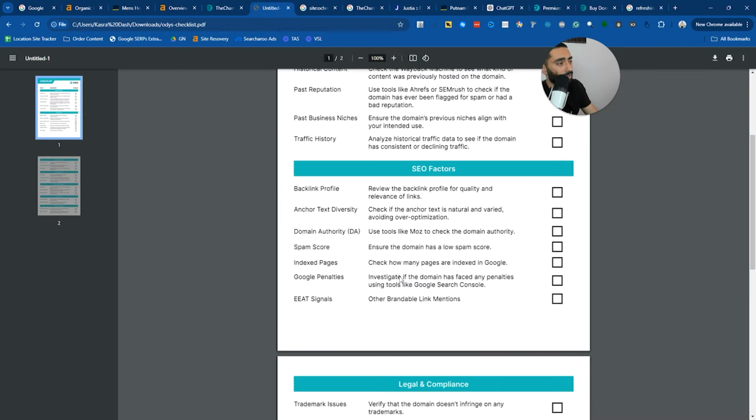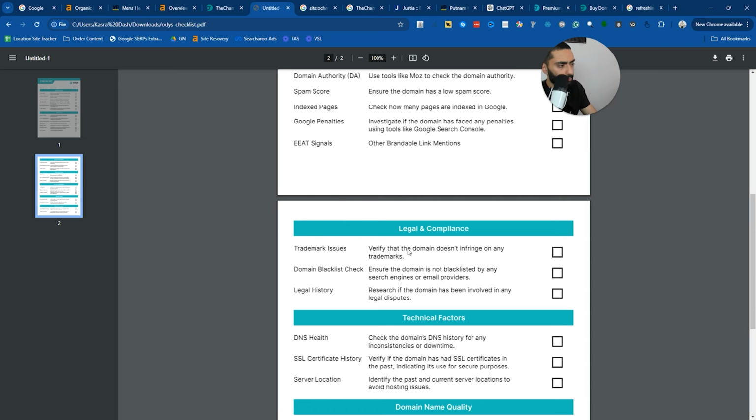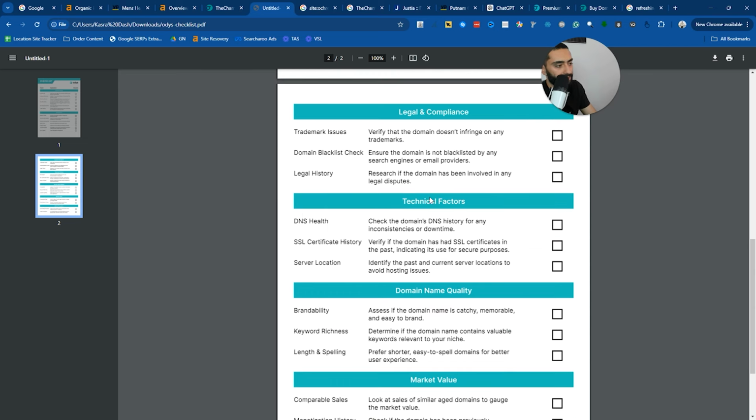Google penalties. Again, with aged domains, ODYS takes care of that. So for example, if the homepage wasn't indexed, I would be a little bit worried. But they actually do check for Google penalties. We've already covered the legal and compliance side of things. DNS health, check the domain's DNS history for any inconsistencies or downtime. SSL certificate history, server location.